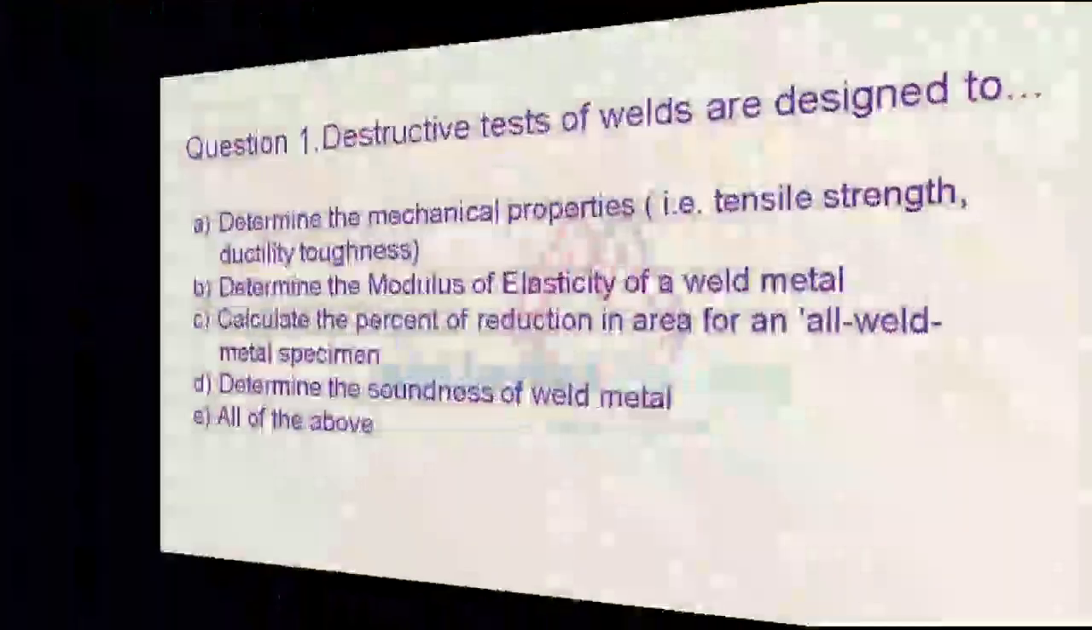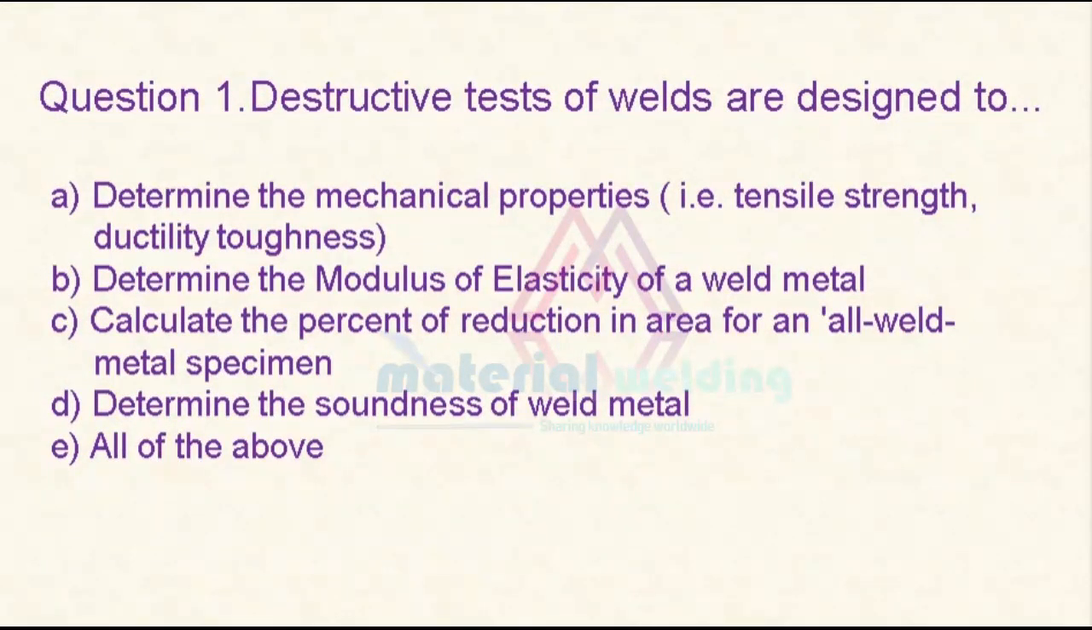Question 1. Destructive tests of welds are designed to: A. Determine the mechanical properties, that is tensile strength, ductility, toughness. B. Determine the modulus of elasticity of a weld metal. C. Calculate the percent of reduction in area for an all-weld metal specimen. D. Determine the soundness of weld metal. E. All of the above.